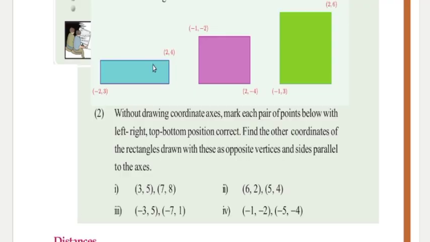See, this is our first exercise. All rectangles below have sides parallel to the axes. Find the coordinates of the remaining vertices of each. In the first one, this blue one, the two opposite vertices given are (-2, 3) and (2, 4). In the second one, (2, -4) and (-1, -2). And in the third one, (-1, 3) and the other vertex (2, 6). Okay, let us do it.